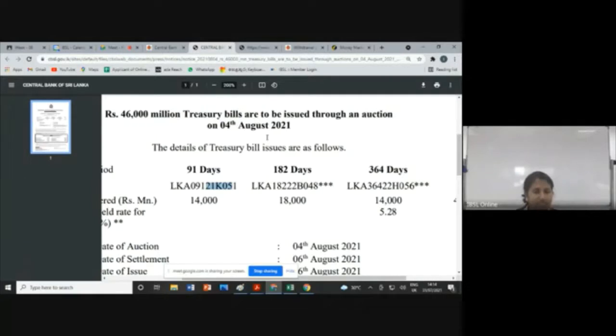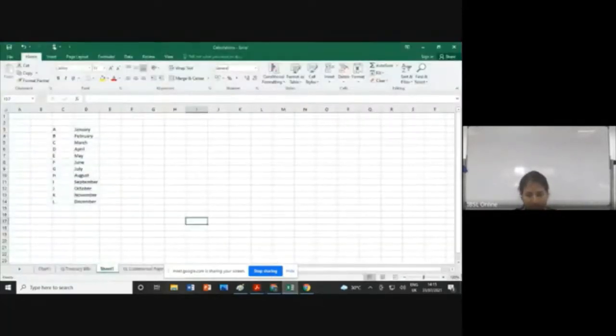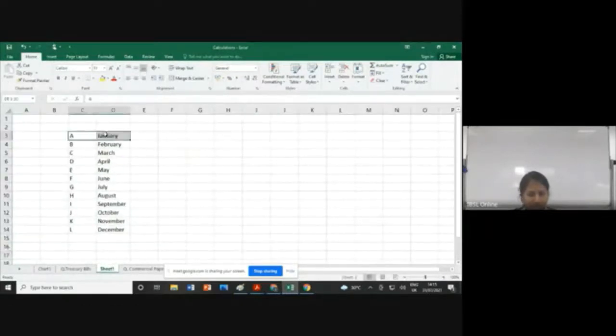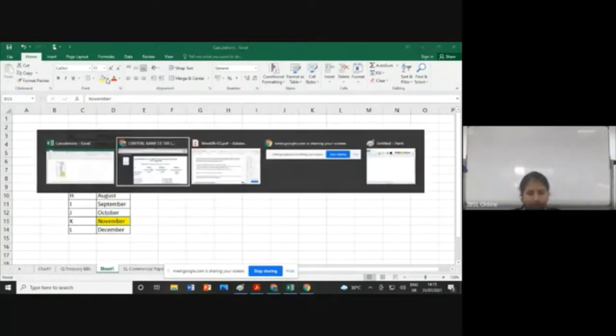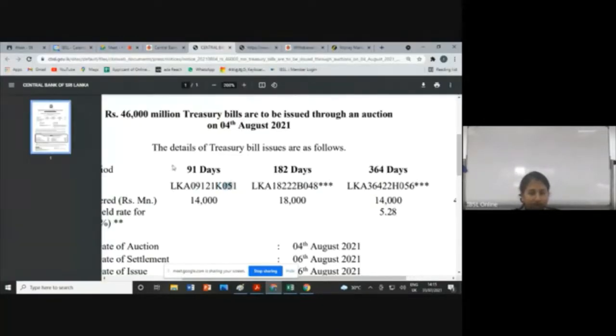Let's see whether you can find that over here. So November 2021, ideally on the 4th. Here, 2021, correct. What does this K reflect? K highlights the month in which it's going to mature. A reflects January, B February. So A to L reflects in what month the maturity is going to happen. There we saw K. It's going to mature in November 2021, on the 5th. Why? 91 days. So the 91st day is going to be 5th November 2021.